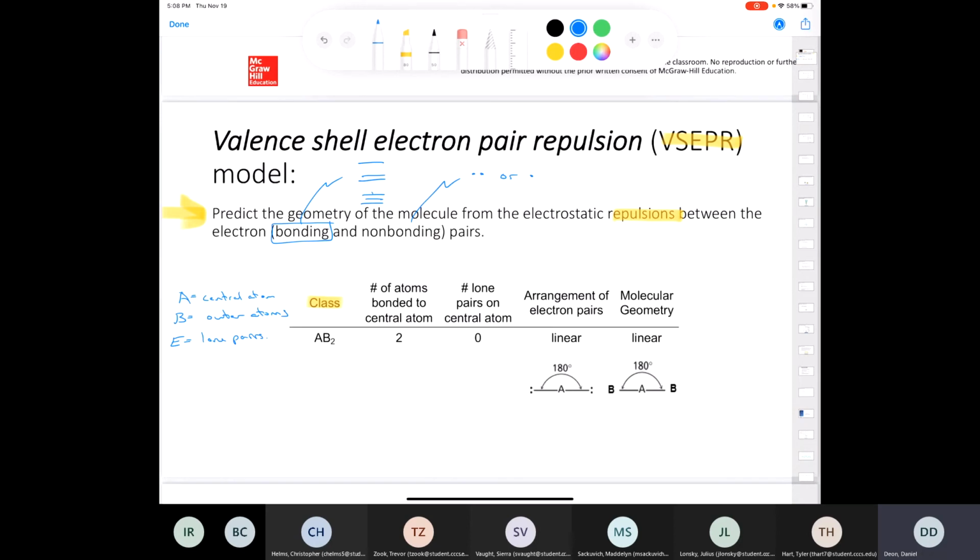So again, just like I told you on the last slide, you've got a central atom, and it's surrounded by two atoms. What's the furthest they can get away from each other? It's going to be linearly, and they're going to adopt a bond angle of 180 degrees. And so the name of this molecular geometry, which describes the shape of this molecule, would be linear. Can you give me an example of a linear molecule? Absolutely, I can.